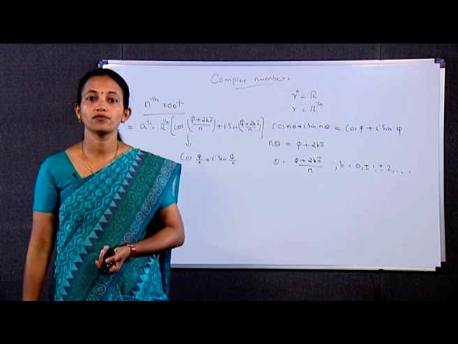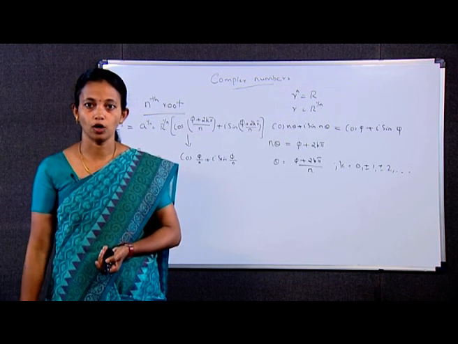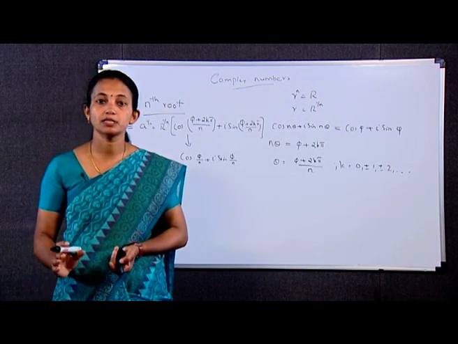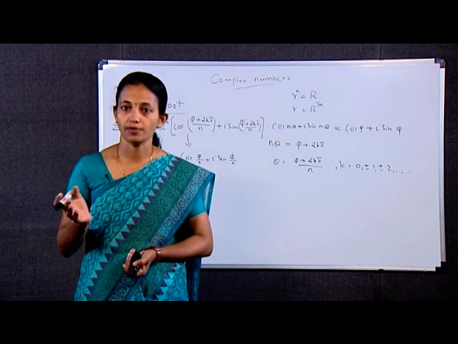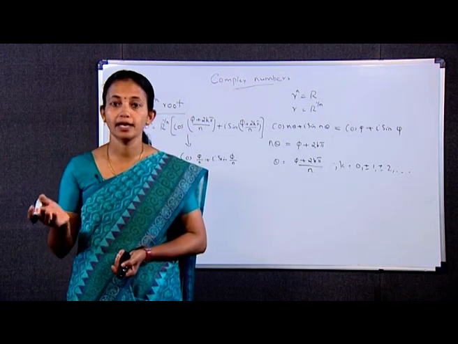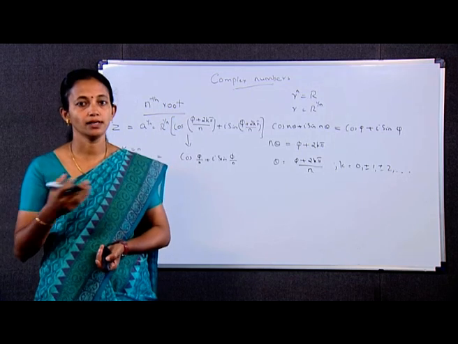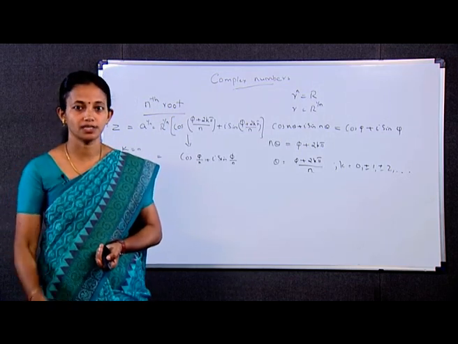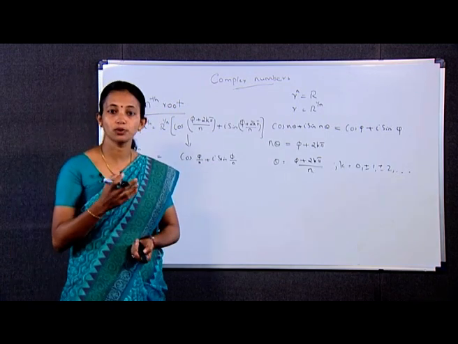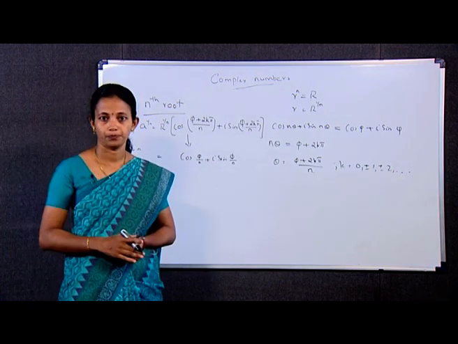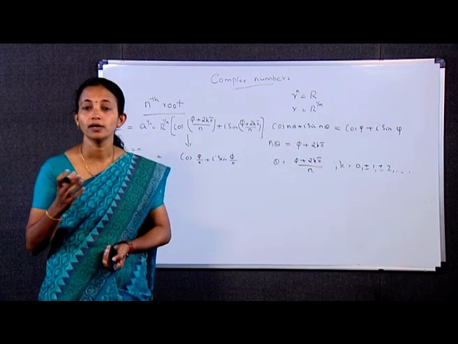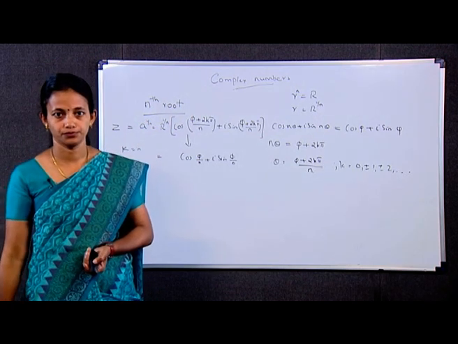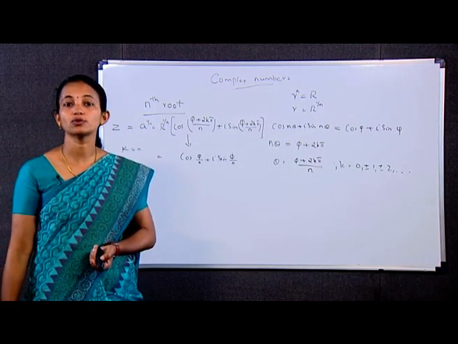The value of the nth root of A obtained by taking the principal value of the argument of A as phi and k equal to 0 in equation number 2 is called the principal value of z, that is, the principal value of z is equal to the nth root of A. Now we have nth roots of unity.